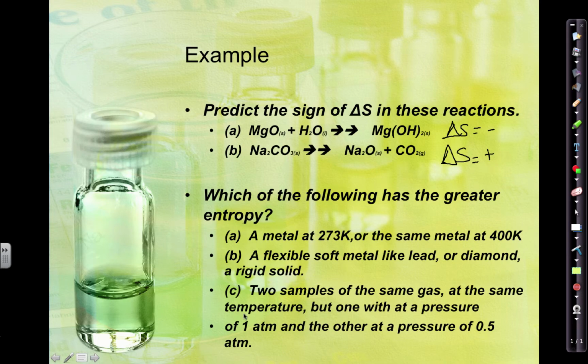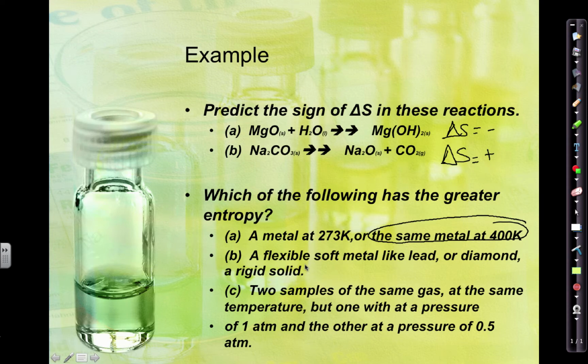All right, so let's look at these. Now this isn't ABC choose one. You have to choose one in each question. So it's actually 3 questions. Which of the following has the greater entropy? So which one has more disorder? A metal at 273 Kelvin or the same metal at 400 Kelvin? Well, if you increase the temperature, you increase disorder. And that's because the molecules will have more kinetic energy, so they're moving around a little bit more. So this one will have more entropy or disorder.